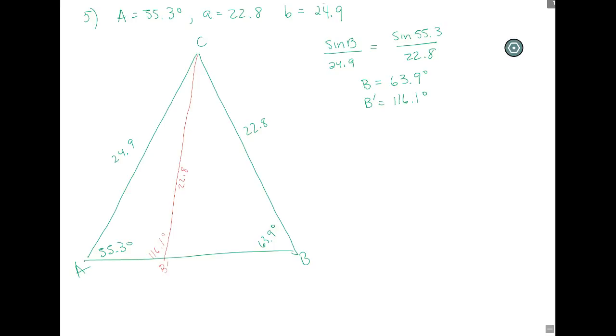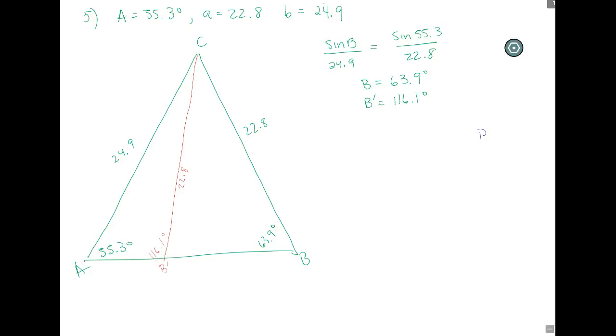Now notice all the givens are here. We have angle A with 55.3 degrees. We have B is 25. Here it's going to be B prime, but it's still B, 24.9. And we have A is 22.8. So all the givens are still here. So our triangles then, we've got this large triangle here, and then we also have this other triangle. And that's why we have to separate them out. So we've got two different triangles here.